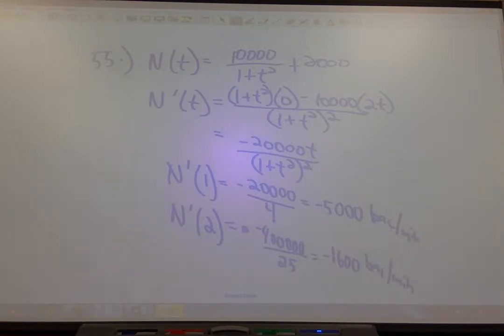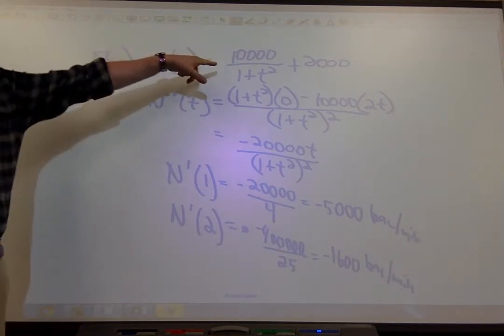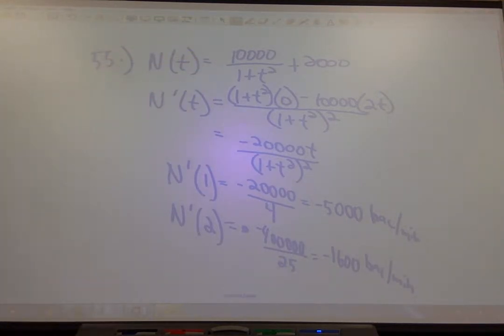And I think the last 2 questions, they just want you to plug 1 and 2 into the original to see what the population was after 1 minute and after 2.